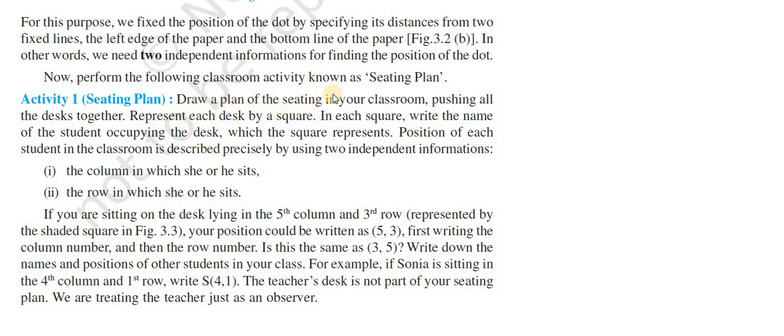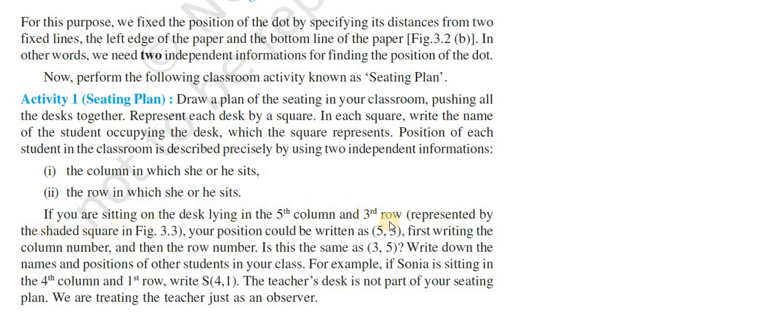Draw a plan of the seating in your classroom, pushing all the desks together, each desk represented by a square. In each square, write the name of the student occupying the desk. The square represents the position of each student in the classroom, which is described precisely by using two independent pieces of information: the column in which she or he sits, and the row in which she or he sits. If you are sitting on the desk lying in the fifth column, third row, represent it.